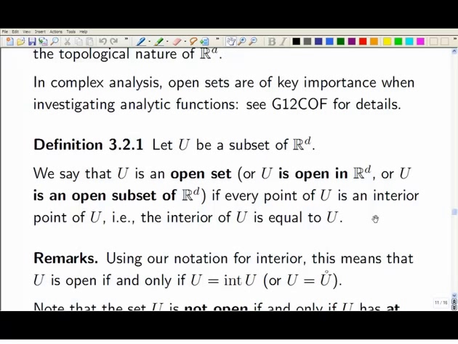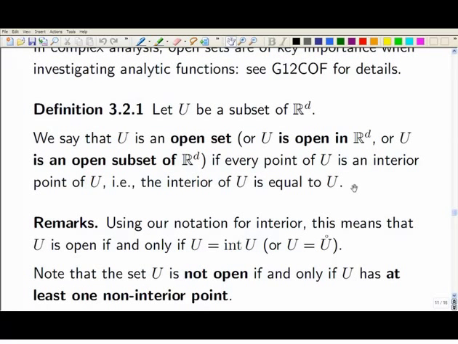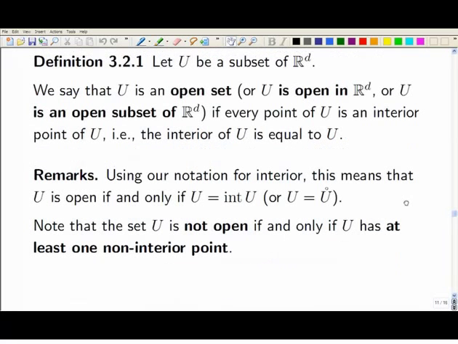Now, what are non-interior points in the set? Those are points in the set that are at its edge. So, to be open, there mustn't be any points in the set that are at the edge of the set. In symbols, that's slightly informal, so you're open if the interior of U is the whole of U. Every point is an interior point.